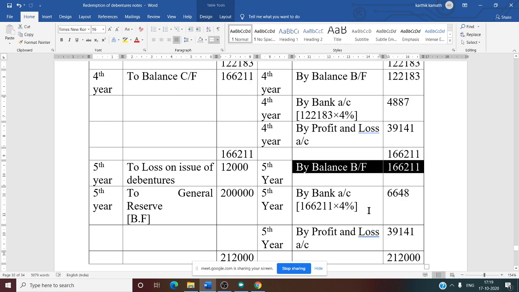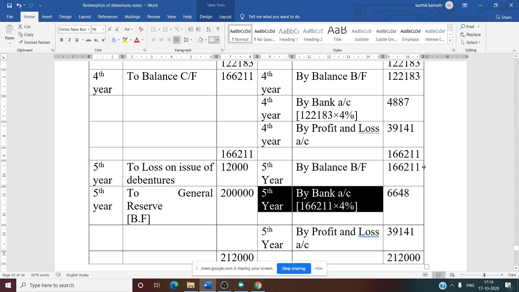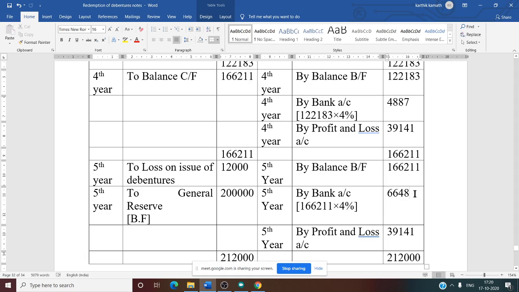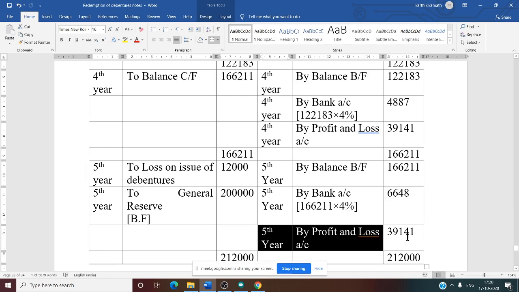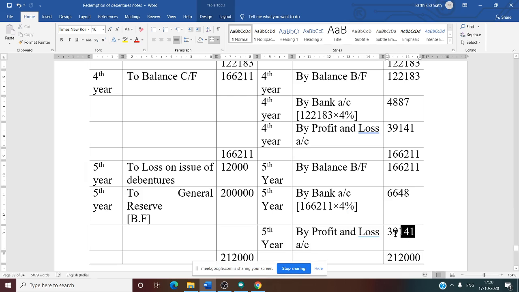So on that you take 4% interest on the opening balance, you will get 6,648. Then profit and loss account is there, that is 39,141. That is nothing but working note number 1, P&L appropriation amount. So total of the credit side is 2,12,000.